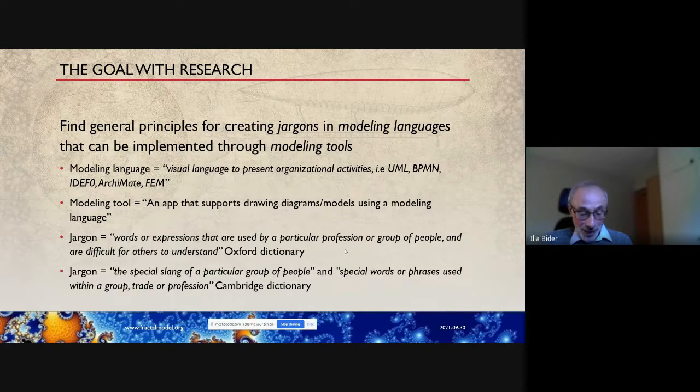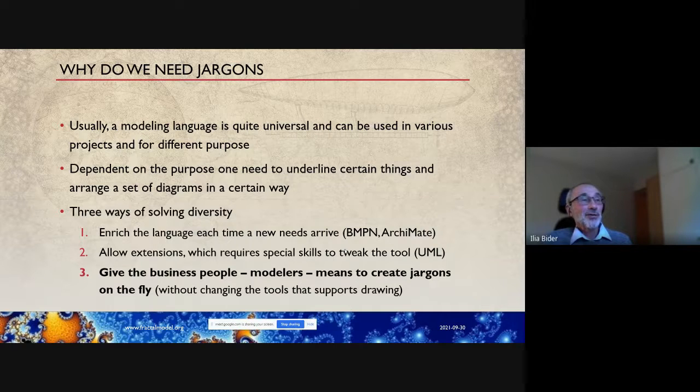And the next question: why do we need jargons for modeling languages? We talk about universal languages that can be used in various projects and for completely different purposes. Depending on the purpose, and also on who the people working with this language are, they need to highlight certain things and not highlight other things. And usually there is not one model, but a lot of diagrams that are connected to each other, and they might need to arrange them in a certain way. And the needs can differ from project to project.